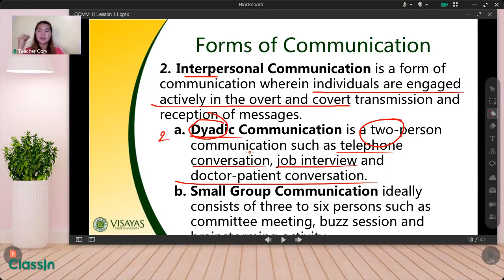And another type of interpersonal communication is a small group communication. And this ideally consists of 3 to 6 persons, such as committee meetings, buzz sessions, or like when you are deciding about your topic or what you will include in your report. So that's already small group communication. So it's more than the dyadic communication because there are more people involved, but it's lesser than public communication because it's not also involving too many people.